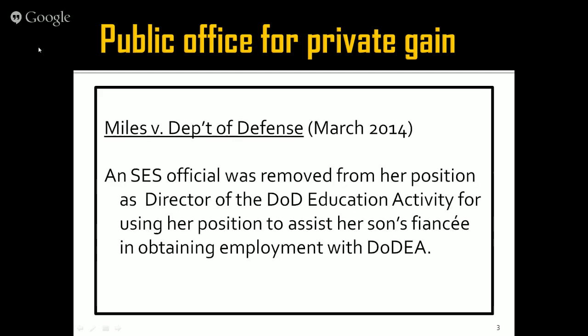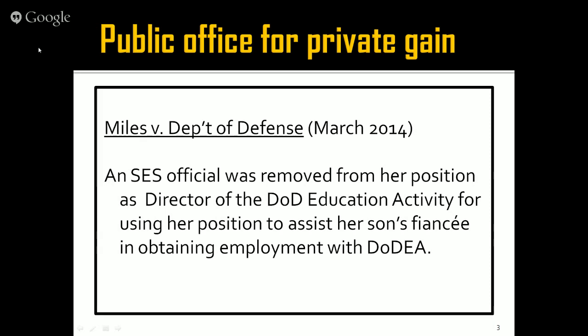And I want to talk a little bit about this one case, and this is in the recent MSPB cases that is the first document in that list of documents we gave you in that one pager that I've given you for resource materials. And this is a relatively recent case. It was adjudicated in March of 2014. And here there was an SES official who was actually removed from her position as the director of an education activity at DoD because she was charged with misusing her government position for the private gain of her son's fiance.